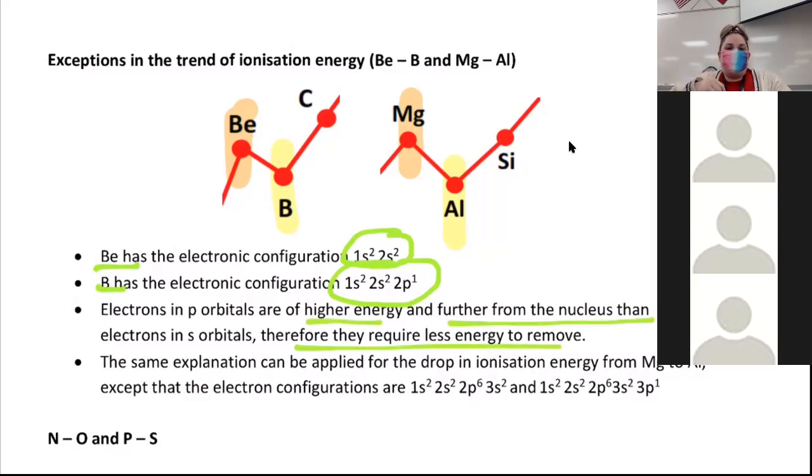So that's why there's a slight dip, because the electron that goes on for boron and for aluminum is going into the p sublevel, or the p orbital, which is higher energy, and it's further from the nucleus. And since it's further from the nucleus, that means it requires less energy to remove, and we see a dip in the amount of energy that's required. So the same thing explains magnesium and aluminum over here. It's the same reason. The only difference is magnesium would be 3s2 and aluminum would be 3p1, kind of like it says right here. Okay. But that's the reason: the p orbitals have higher energy, so they're further from the nucleus.